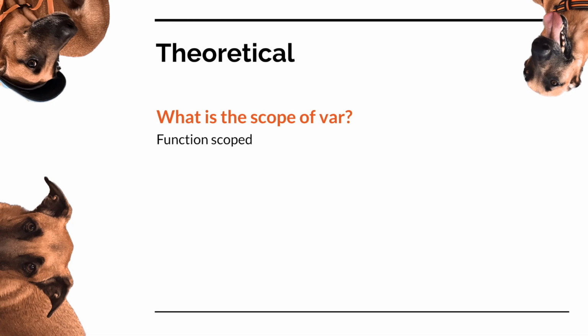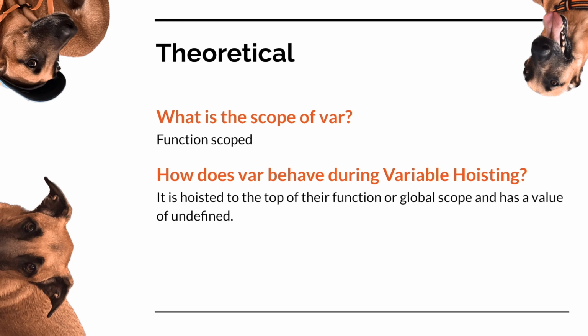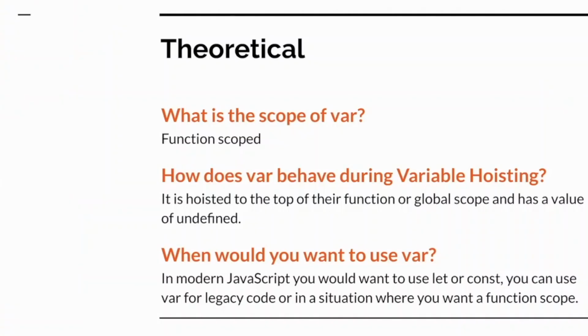You might also be asked how var behaves during variable hoisting. And you can say something like, the variable declaration is hoisted to the top of its scope, but if we try to access the variable before it's been declared, it will result in an undefined value. And then you might also be asked, when would you want to use var? In modern JavaScript, you would typically not use var and instead use let or const. But you could still use var for legacy code or in situations where you want a function scope.